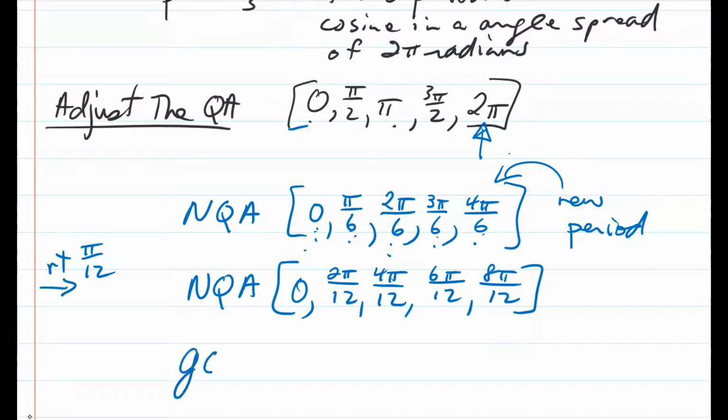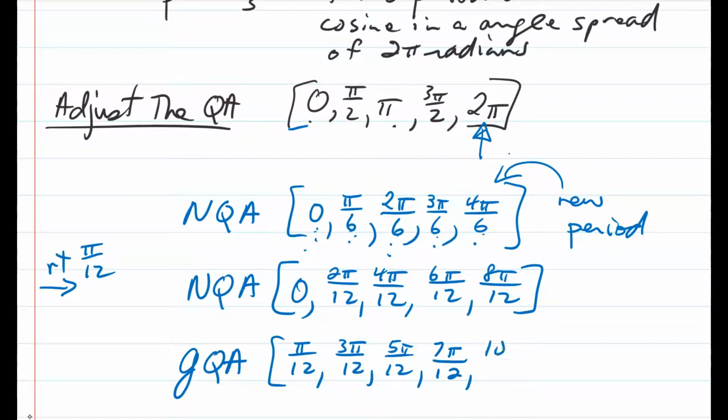Now, to get the graphing quadrantal angles, to go to the right, these angles have to get bigger by pi over 12. So 0 plus pi over 12 is pi over 12. 2 pi over 12 plus pi over 12 is 3 pi over 12. Do you see the pattern? We're adding 2 pi over 12 each time. So this is 5 pi over 12, this is 7 pi over 12, and this is 10 pi over 12. And those are the graphing quadrantal angles for the first period we're going to graph. These will be the first 5 angles on our graphing grid, which is, again, a custom grid.